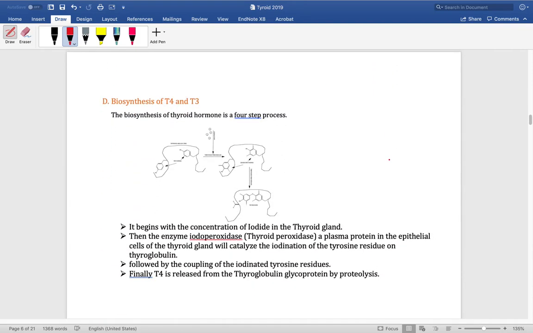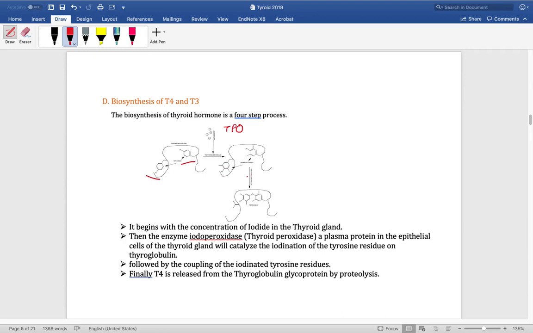Now let's look at the structure here. So this is thyroglobulin, and as we mentioned, you have these tyrosine residues on thyroglobulin. Thyroid peroxidase, abbreviated TPO, that you will see down in the lecture. So thyroid peroxidase is going to take iodine and iodinate these tyrosine residues here.